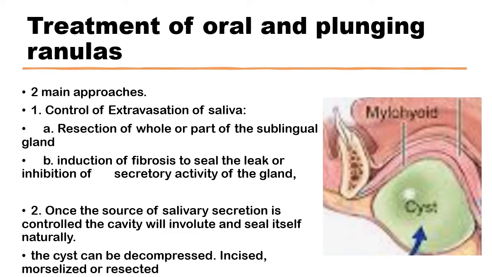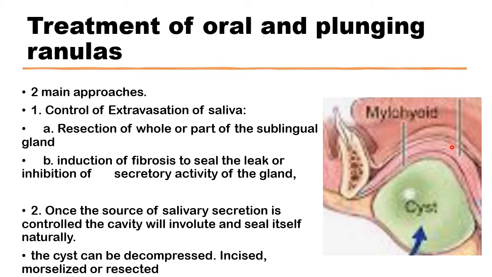The treatment for oral and plunging ranulas would depend on two main approaches. The number one approach is the control of the saliva leak from the sublingual gland. The sublingual gland will continue to produce saliva, and if there is a leak through a ruptured duct of Rivinus, then the pseudocyst will continue to accumulate saliva inside. The number two approach, after the control of the leak, is to evacuate the pseudocyst itself by different methods.